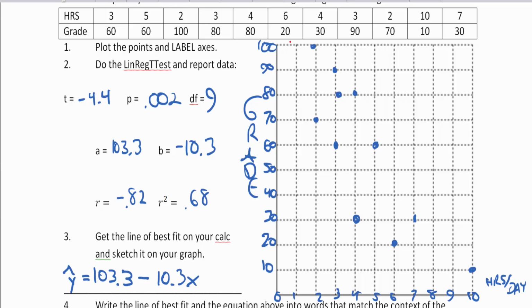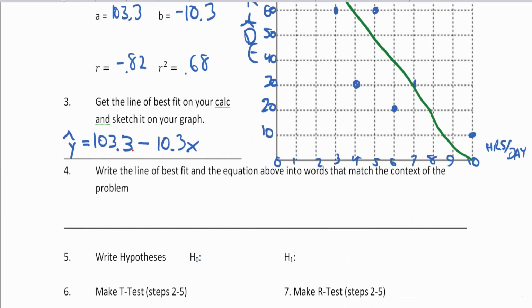Now, again, if you're doing this by hand, you should probably try to use a ruler. All right, because I'm not going to use a ruler. And since I started at 103.3, it would kind of make sense to be a little bit higher there. But again, use a ruler. The ruler will help you out and make it look nice. And if I'm grading it, you may want to make it look nice.